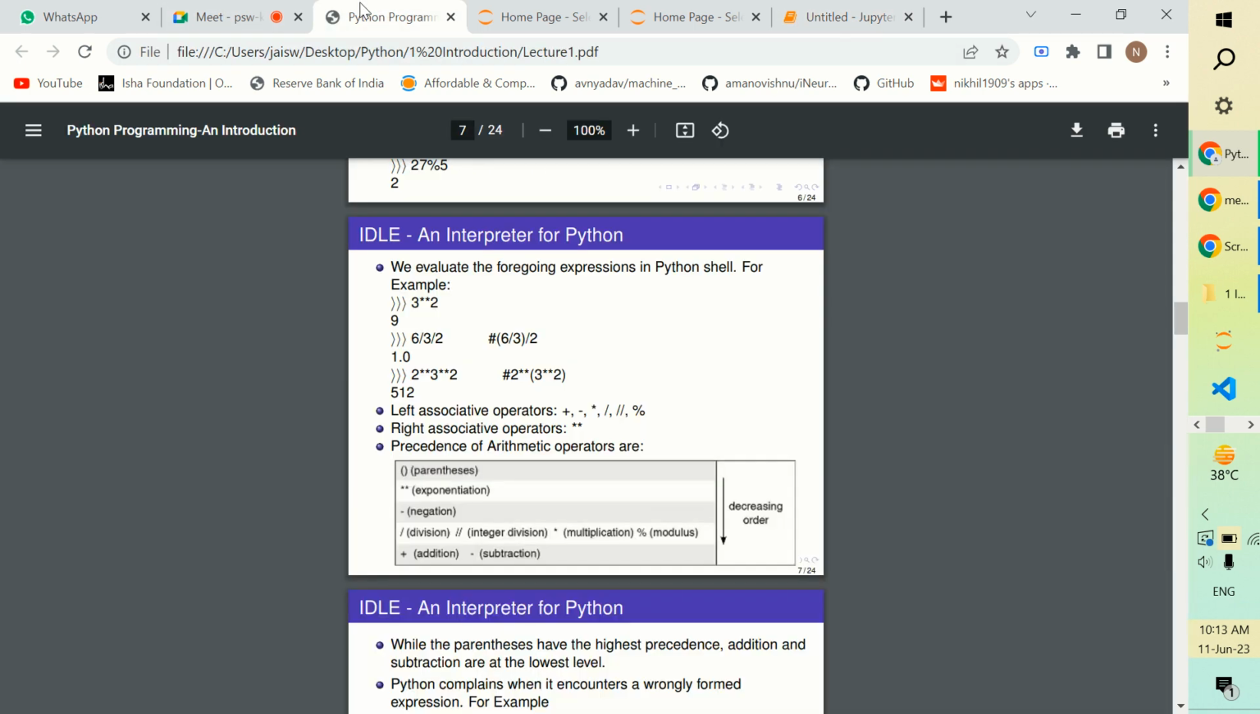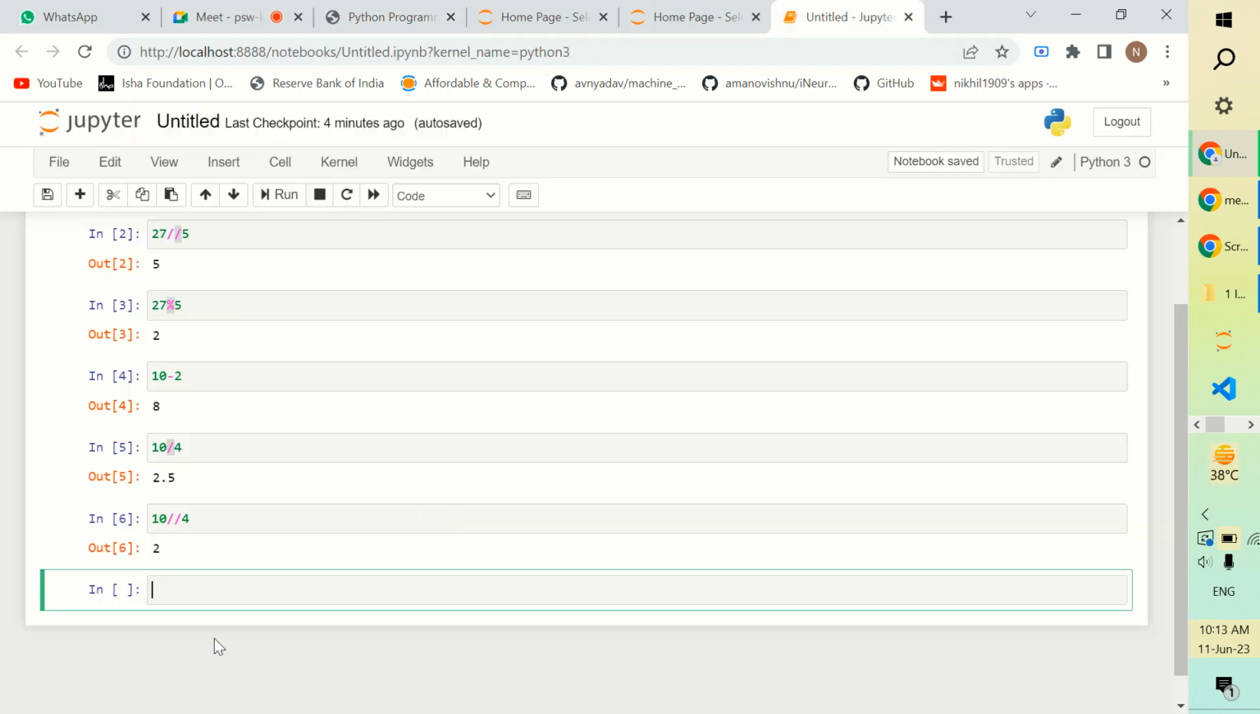Okay, then what do we have? This exponent. How to write exponents in Python? So if you want to write 2 raised to the power 3, you need to use, okay, before that we need to see how to do multiply.